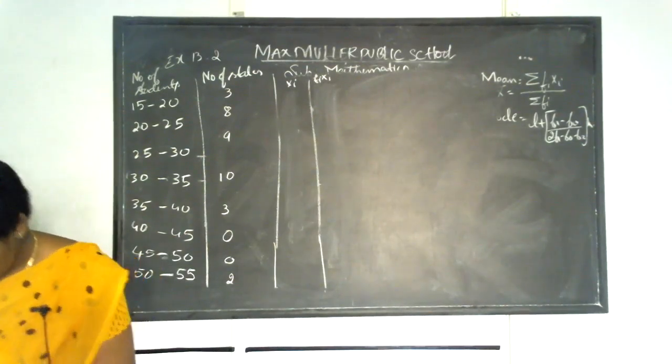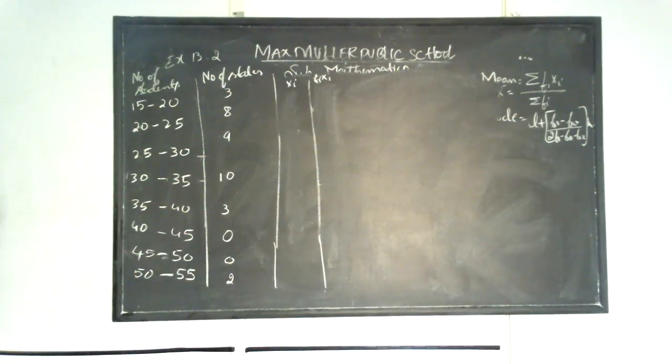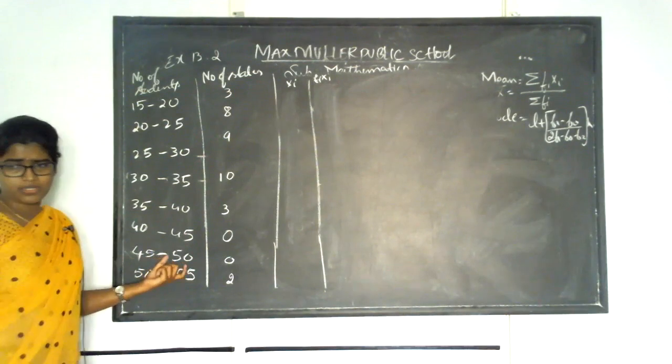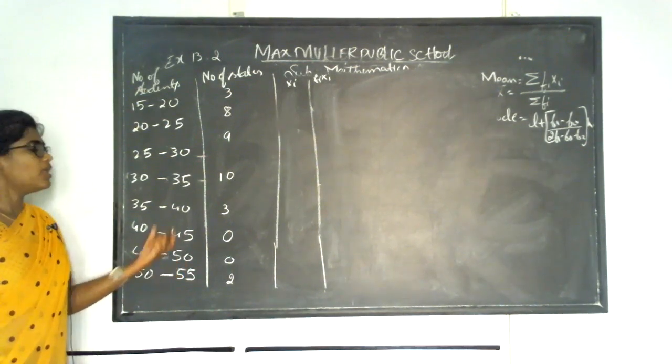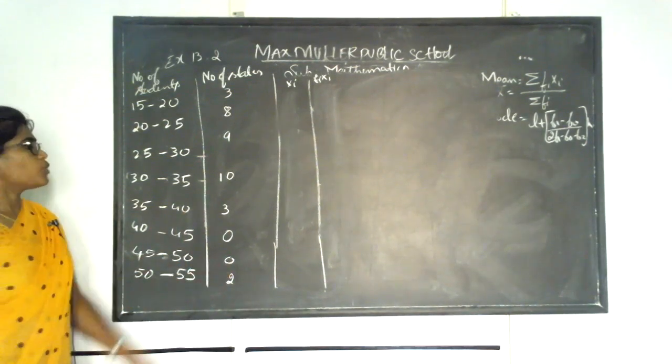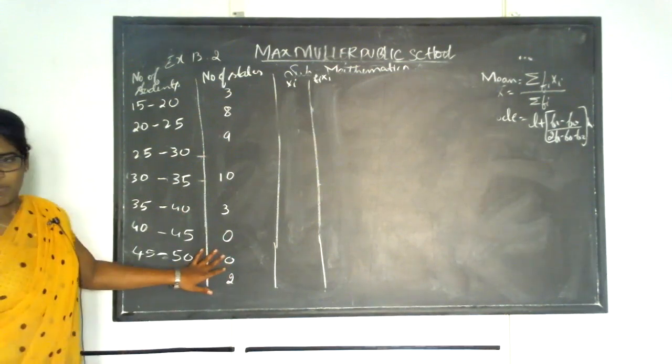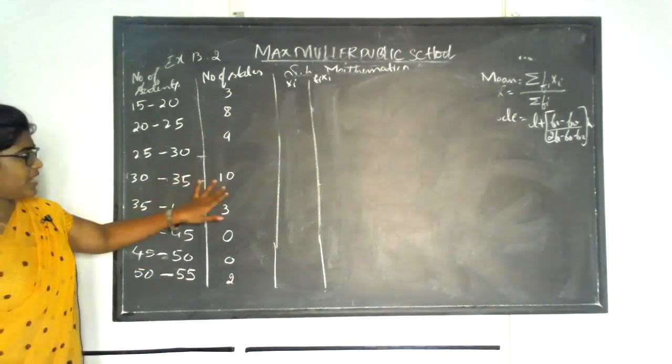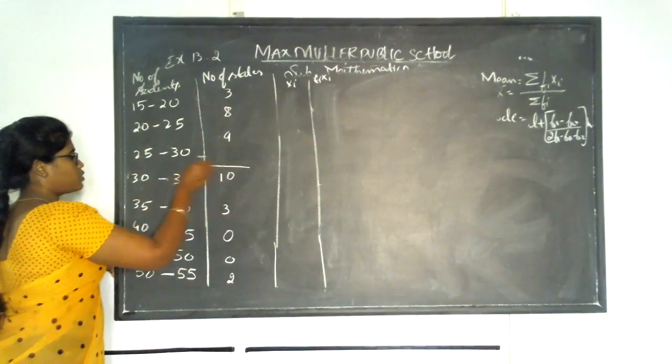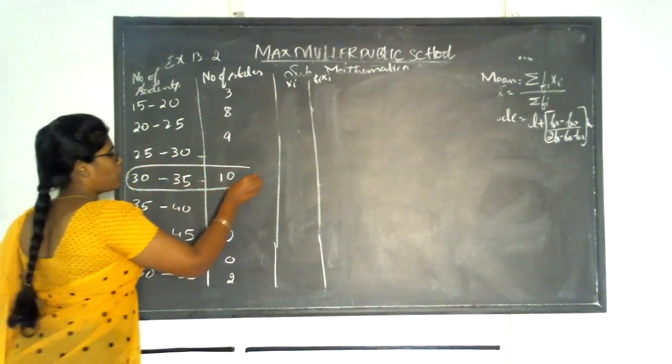Clear? So how will you find out the mode? The highest number in your frequency table. Which is your frequency table? Is this your frequency table? No, it is a class interval table. Frequency table is this one. So which is the highest number? 10 is the highest number. So you're going to take this as the modal class.